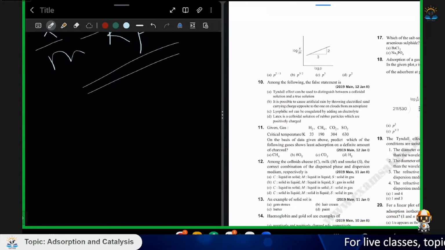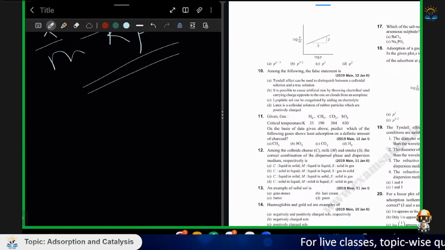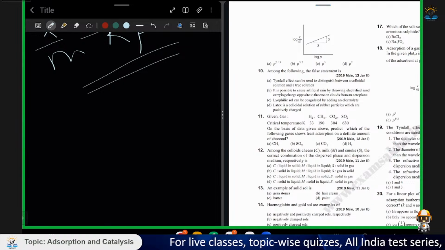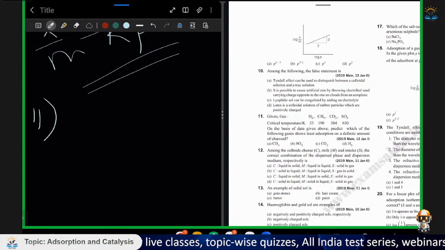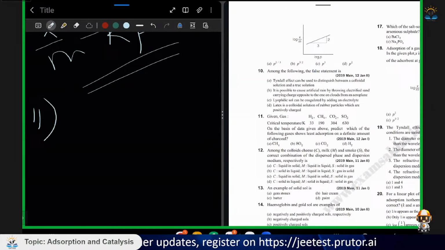10th question, then 11th question. The 11th question is based on theory. Easily liquefiable gases are adsorbed more. Okay, I didn't read the question. Given four gases and their respective critical temperatures, on the basis of the data above, predict which gas shows least adsorption on a definite amount of charcoal. Basically, least, this point.